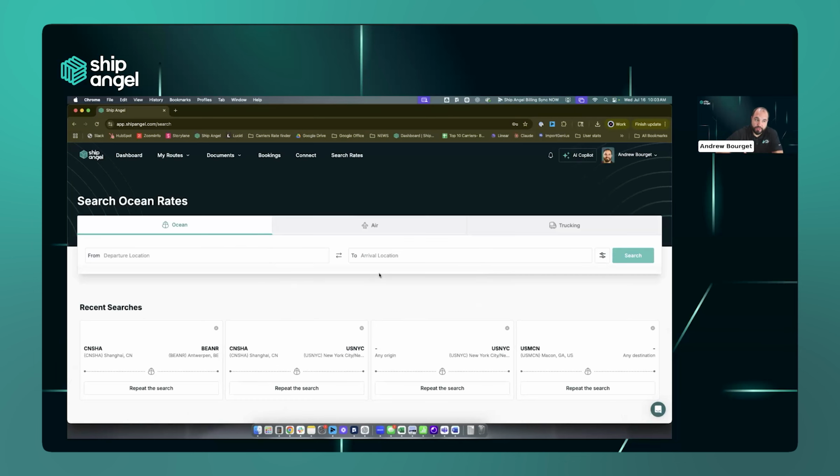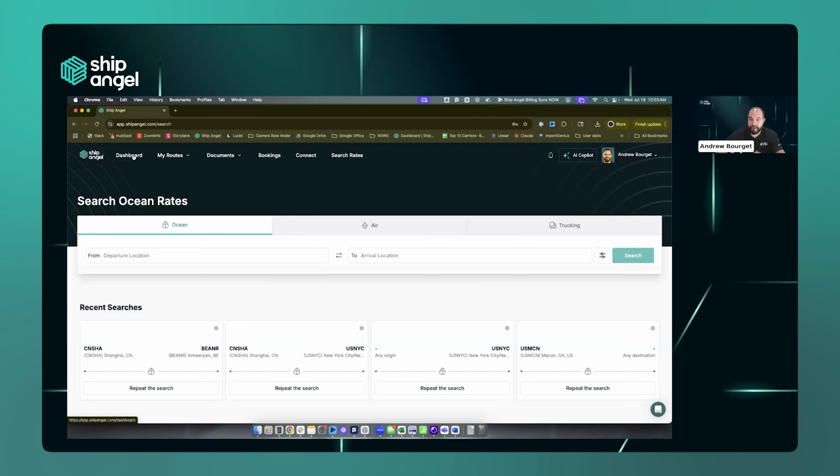Once you log inside the ShipAngel system, what's highly useful is it's configurable to each user. And so one user might load into the search page, another user might load into the My Routes page, which I can show in a little bit. Someone might decide to be in dashboards.